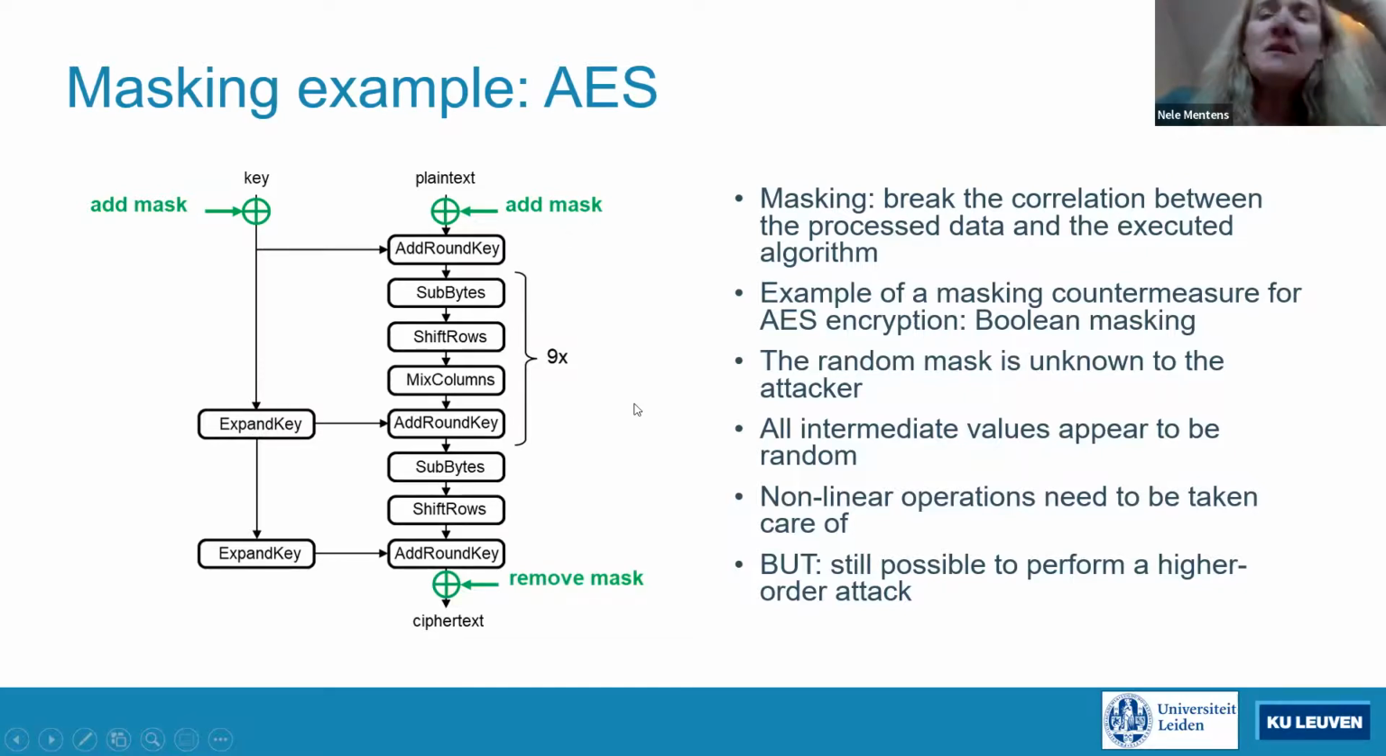But unfortunately, there are also, not unfortunately, we need that to have strong crypto, but there are also nonlinear operations. And then this sub-bytes operation here that is used here 9 times and also once here, and also in the key expansion. Those are nonlinear operations where we need to do something special to make sure that the values that we are processing here are still the correct ones. If you do this, it's still possible to perform a higher order attack, which means you take multiple measurement points and then still try to retrieve the secret.